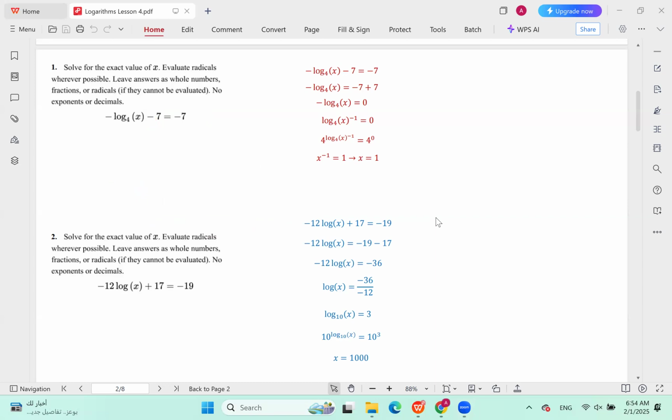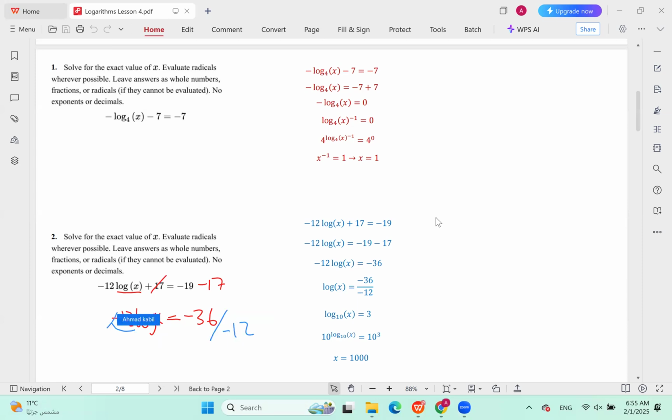So again, our first task is to isolate the log. So let's take the 17 to the other side, it becomes -17. And -19 minus 17 gives us -36. And on the left, we have -12 log x equals -36. In this case here, we can just take the -12 to the other side. So this is another good technique.